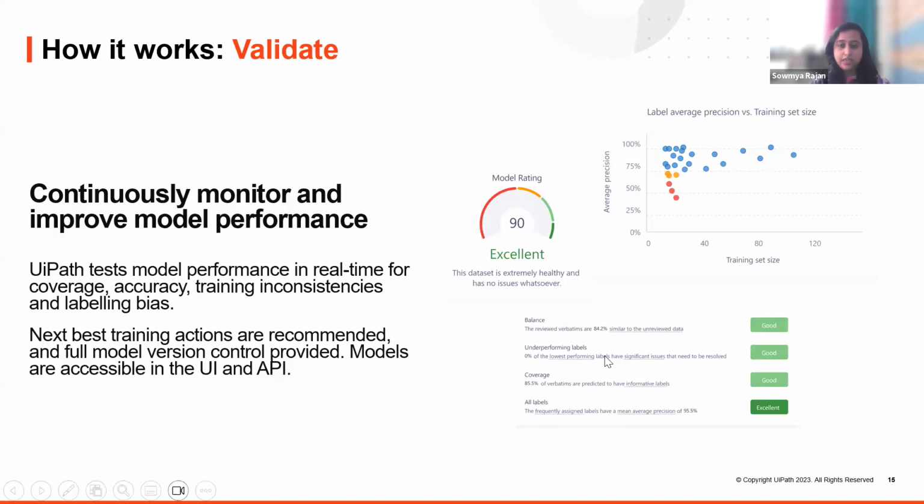As you can see, the model here has a very good rating. It has 90%, and it also gives us feedback on how many messages have been reviewed by the model, how many labels are underperforming, and what the average precision or accuracy is. So everything can be monitored and shown over here. That is the reason you can continuously monitor and improve the model performance with this particular platform.